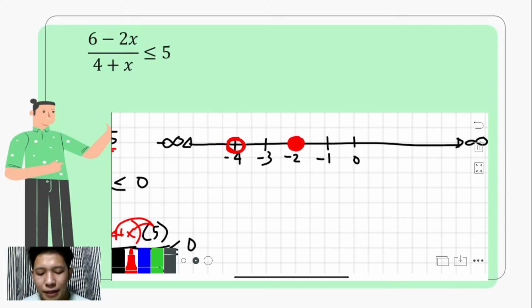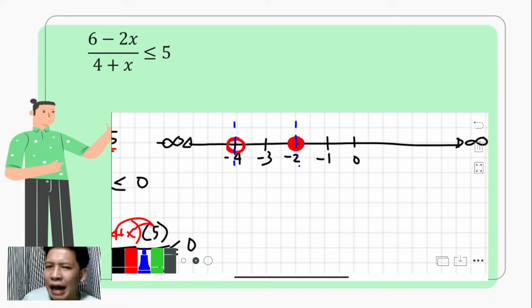Okay. So with this, our number line is divided into 3 partitions. This part, and then this part. So how many partitions do we have?